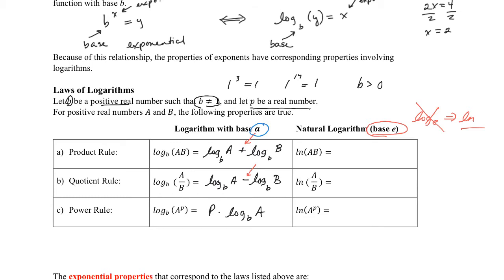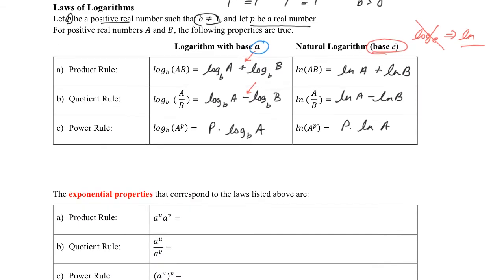Okay, so same thing. If I have the ln of a times b, that's the same as the ln of a plus the ln of b. The ln of a divided by b is the ln of a minus the ln of b, and the ln of a raised to the p power is p times the ln of a. So those are your laws of logs. You just sort of have to memorize those. If you don't know them already, just commit those to memory.